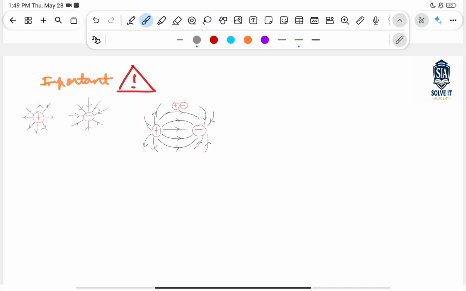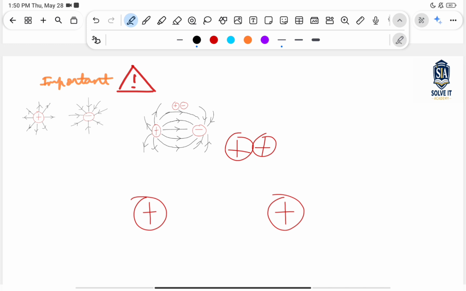The next configuration is positive-positive. If I am taking a positive charge here and also a positive charge here, what will happen? Pause the video and try to guess. Positive charges will repel each other. If they are repelling, the fields also will repel, so the electric field lines will go like this.